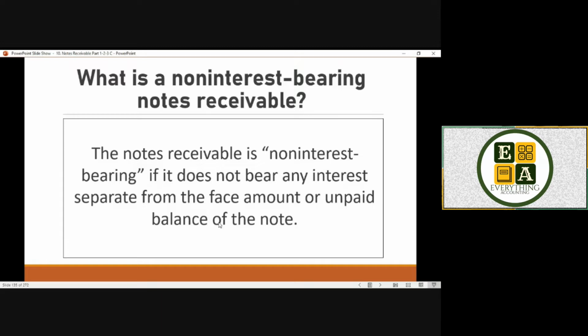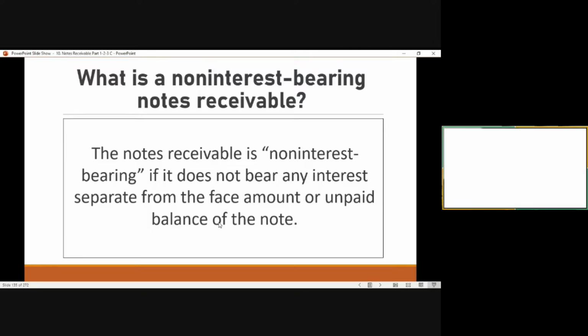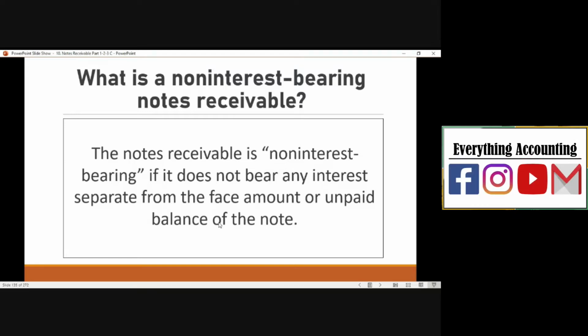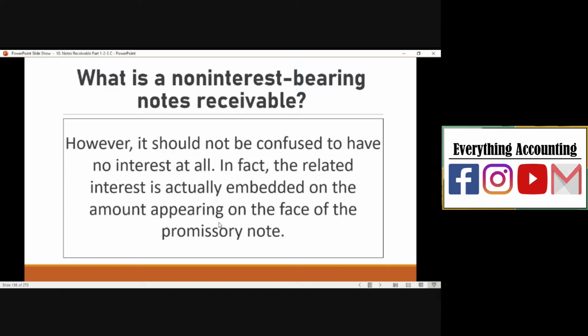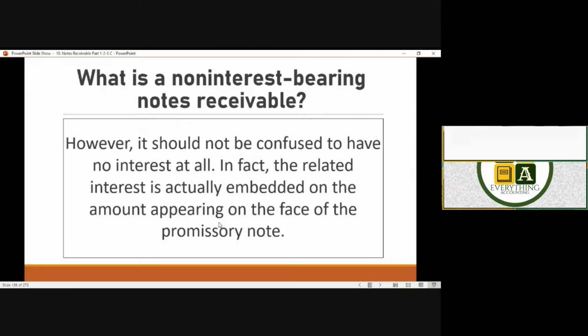Both interest-bearing and non-interest-bearing notes involve interest, but how to account for and compute the interest differs. Non-interest-bearing notes receivable doesn't necessarily mean it does not have interest. It has interest, but the interest is embedded as part of the face amount or the unpaid balance of that promissory note. So again, don't be confused. A non-interest-bearing note does not mean it has no interest at all. Again, the interest is already embedded as part of the face amount, the amount appearing on the face of the promissory note.